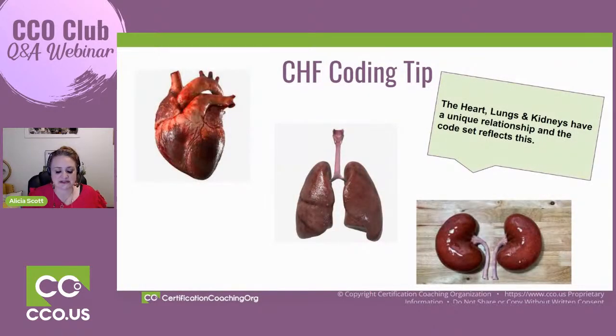To wrap up, this is the last slide, letting you know that there is that trifecta, that we've got the heart and the lungs and the kidneys. And when you have any type of heart disease, it's going to affect the lungs and the kidneys. Whenever you have any lung disease, it affects the heart and the kidneys. And whenever you have kidney disease, it affects the heart and the lungs. And the code sets reflect that.